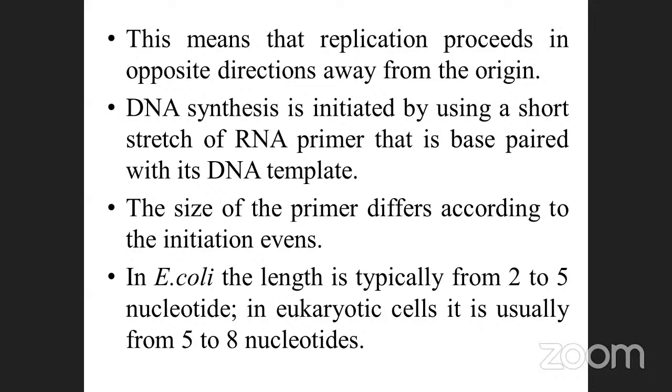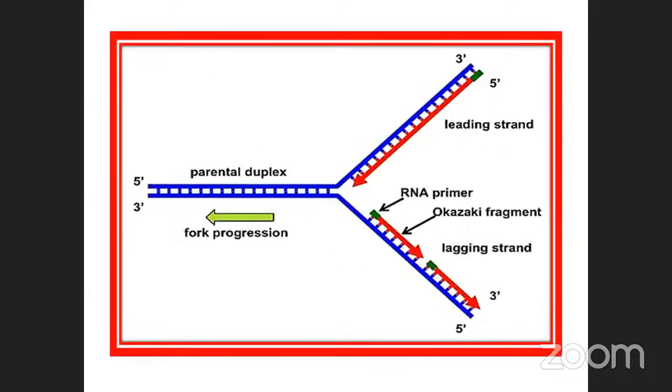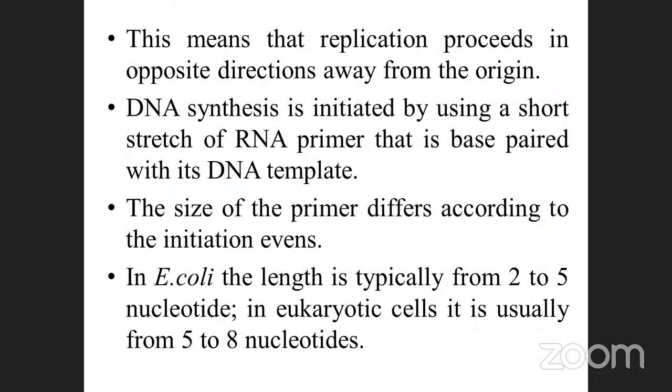The DNA synthesis is initiated by using a short stretch of RNA primer that is base paired with the DNA template. Already you know about it. What is the meaning of this one? Why are we adding the RNA primer? The RNA primer encodes some specific codon, complementary with the parent DNA. So then only the replication process starts at the origin.